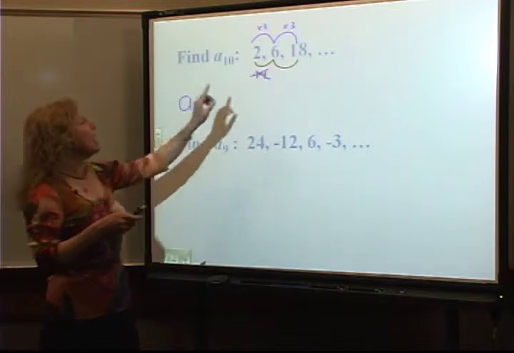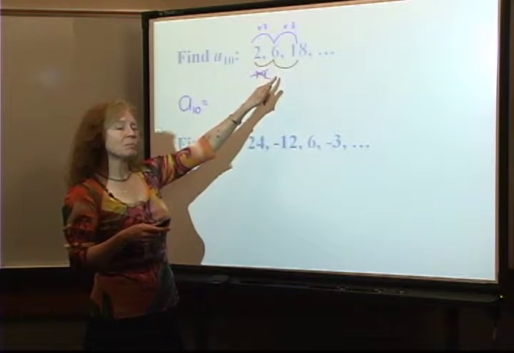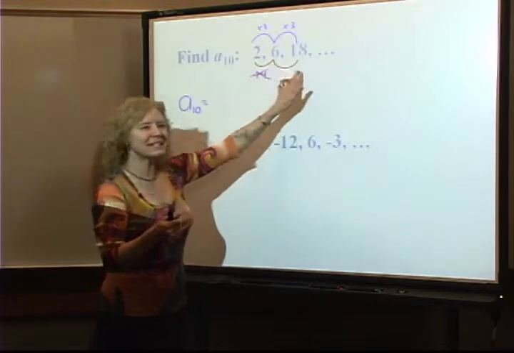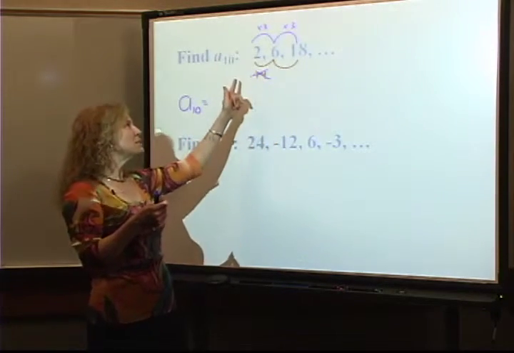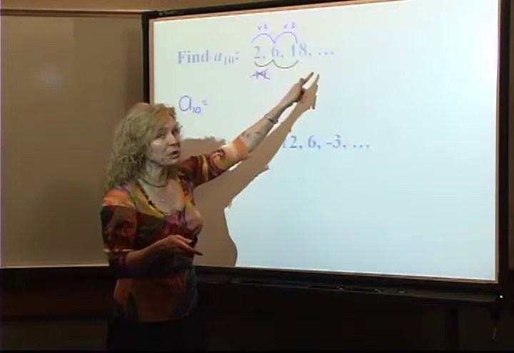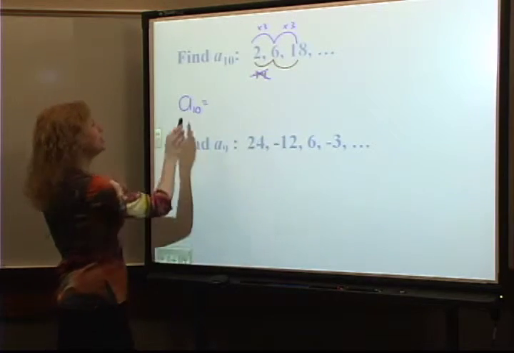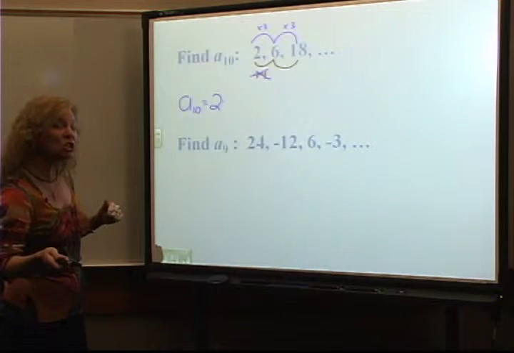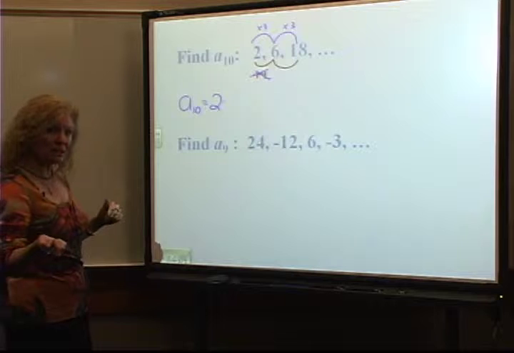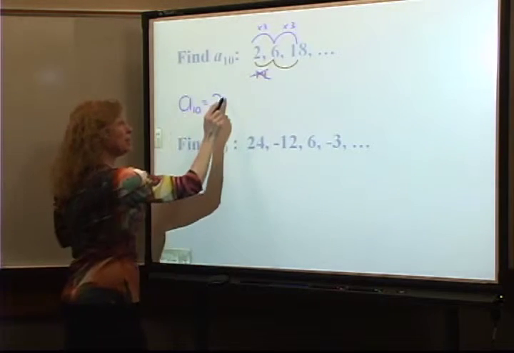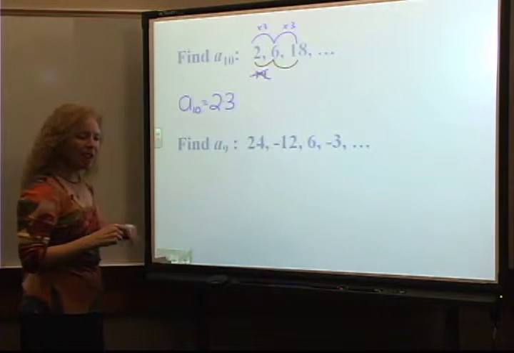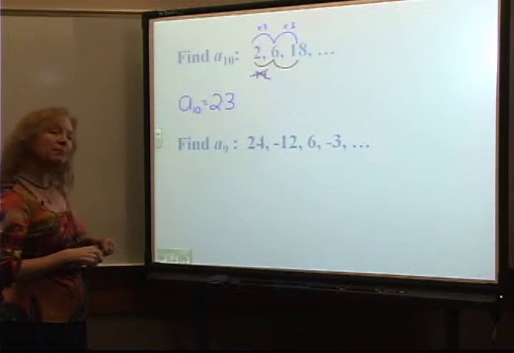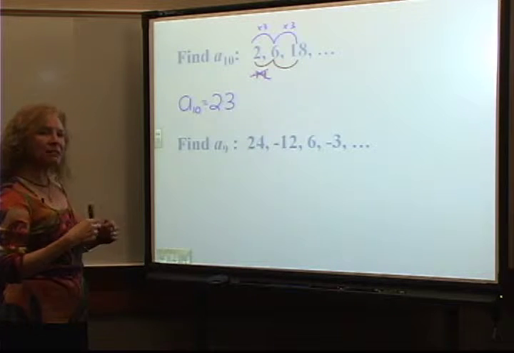So let's think. How do I get to that 6? Well, I started with 2 and I multiplied by 3, right? Well, how do I get to the 18? Well, I started with 2 and I multiplied by 3 twice. So to get to the 10th term, I'm going to start with 2 and I'm going to do what? I'm going to multiply by 3. Now, you have to ponder this for just a moment. How many times will I multiply by 3 to get out to the 10th term?